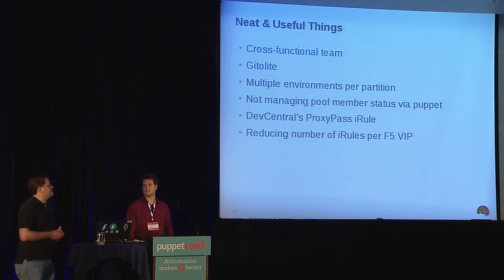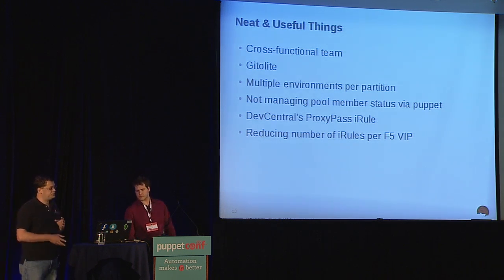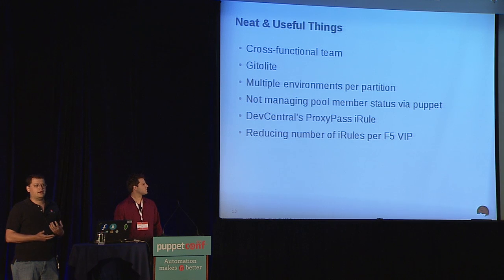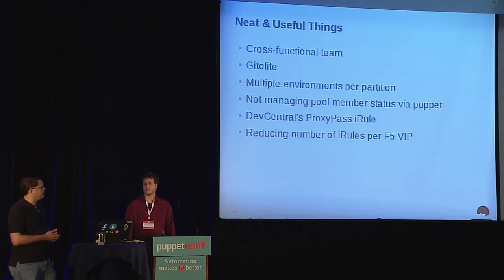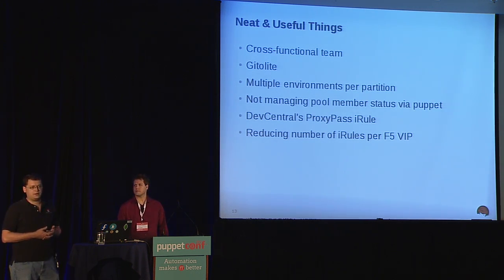We do not manage pool member status via Puppet, right? We have other orchestration tooling, so if you need to disable pieces, our Puppet runs just don't happen frequently enough for that purpose. I'll be interested in some of the tooling that we've seen here and see if that could help matters. But right now, member creation and membership within a pool is controlled by Puppet through YAML files, but its status of whether or not it's enabled or disabled, that's outside the system.